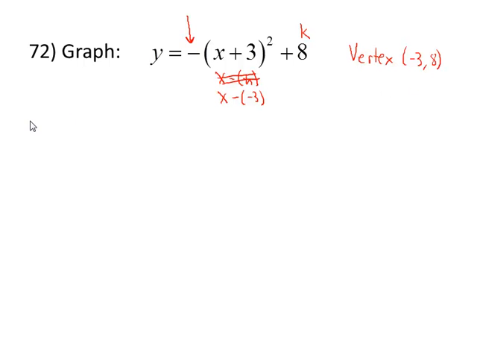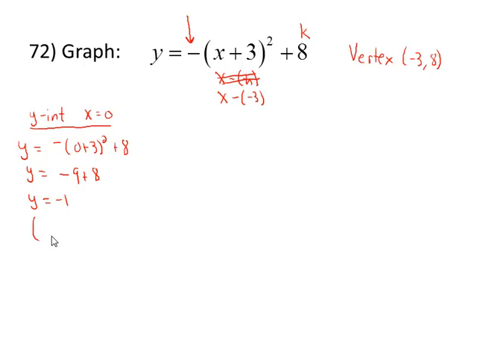In order to find the y-intercept, there's a little more work here than in the last problem. Substitute 0 for x. And we have to do a little arithmetic. 0 plus 3 is 3, and squared that's 9, so we have negative 9 plus 8, y is negative 1. So 0, negative 1 is the y-intercept.